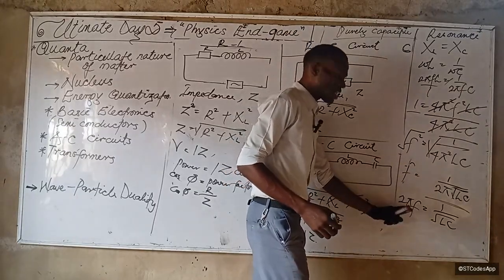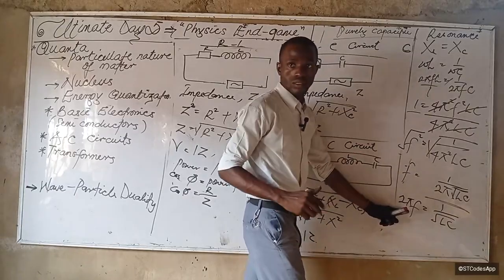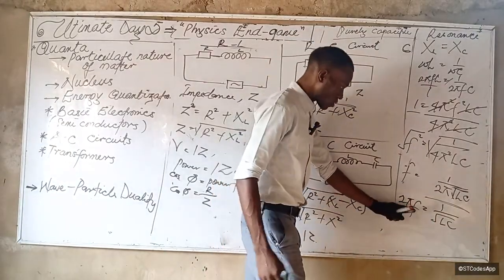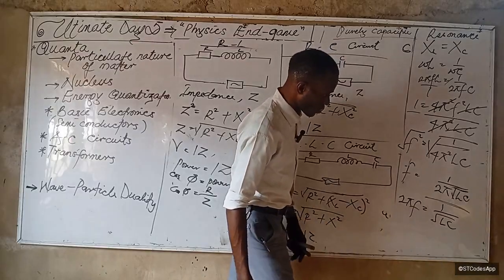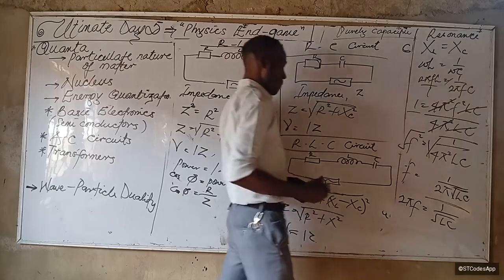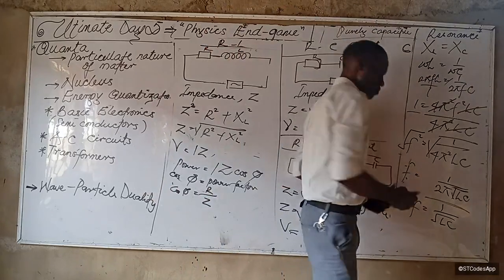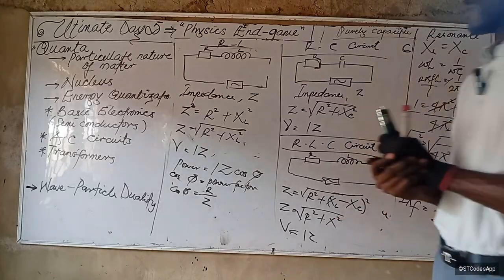So f is called the resonant frequency. This one, omega, is called the resonant angular frequency, since it is angular frequency. Sometimes you see in textbooks they represent it by f naught. Alright, so that is all on AC circuits.